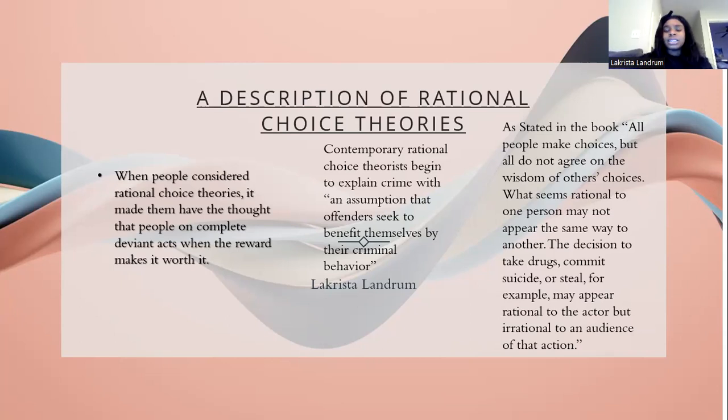As said in the middle, contemporary rational choice theories began to explain crime with an assumption that offenders seek to benefit themselves by their criminal behavior. So, as I said previously, people that are on the outside looking in don't understand this behavior. They think the criminals are just doing it to get a benefit out of it, just to get a good feeling out of it. They have a weird spot that they need to hit by doing this kind of act. So that's what it means by people think that people are committing deviant acts because they find it rational in their brain, but you have to think from a bystander point of view.